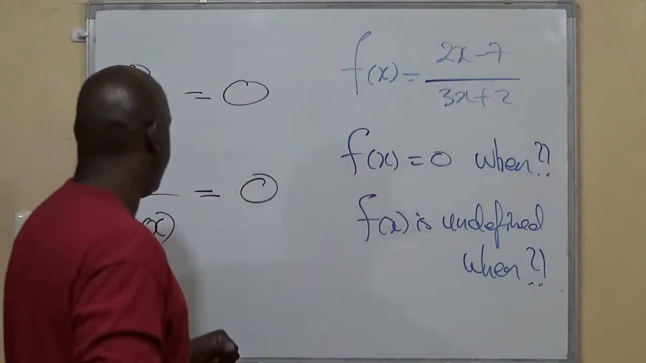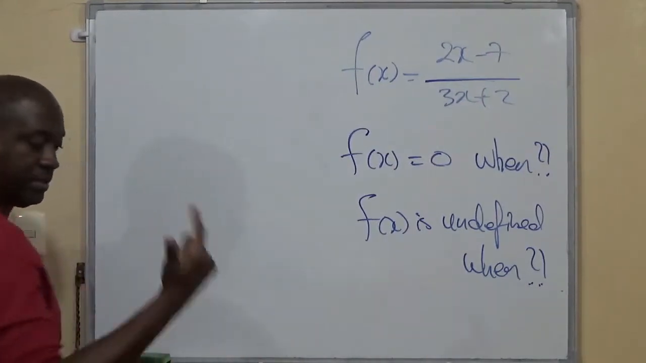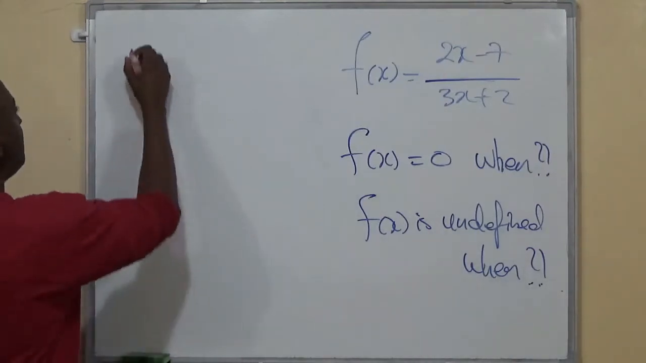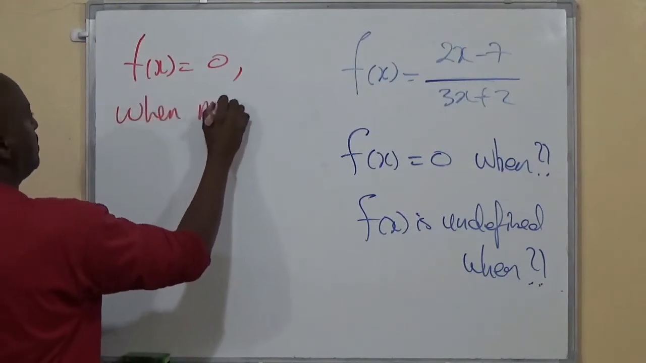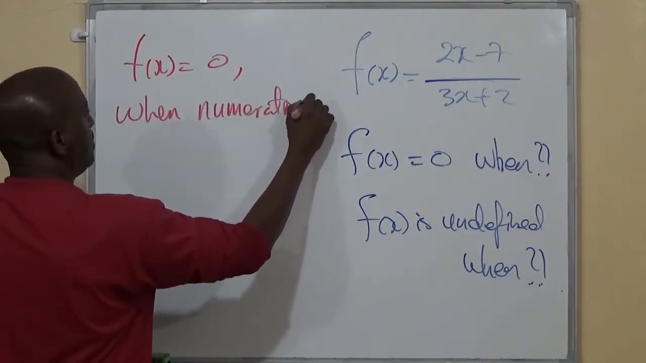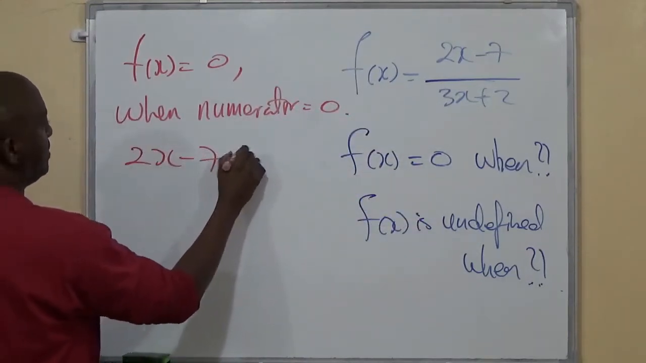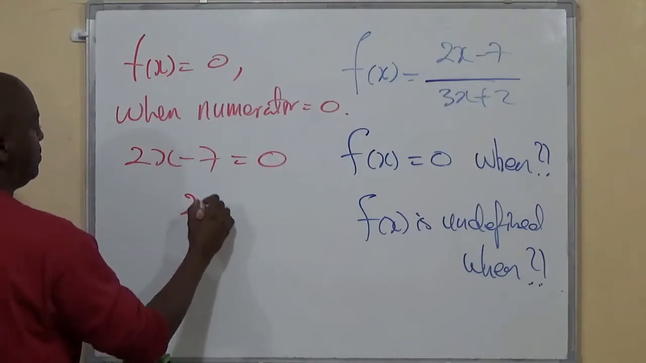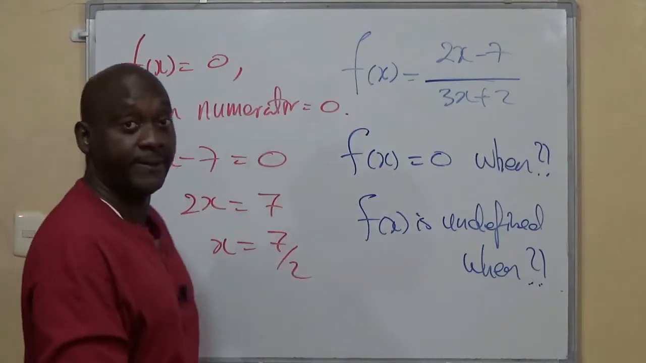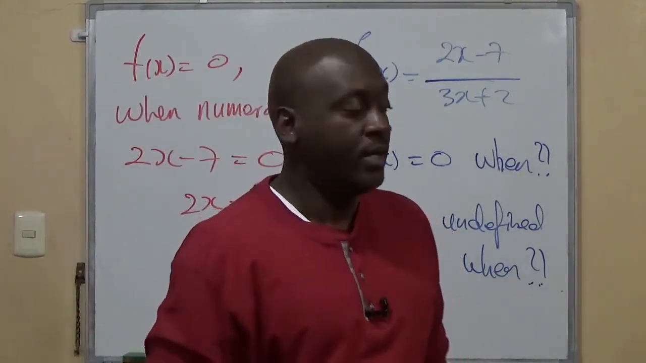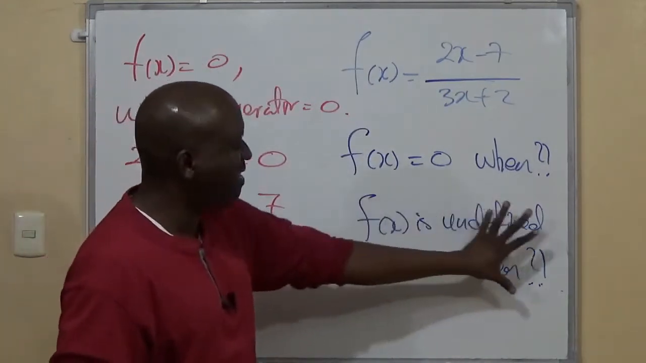So using this same function here, you would say that f of x is equal to 0 when the numerator is equal to 0. And if the numerator is equal to 0, it means then that 2x minus 7 is equal to 0, in which case 2x is equal to 7, and x is equal to 7 over 2. End of discussion.